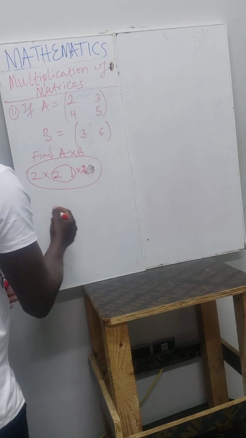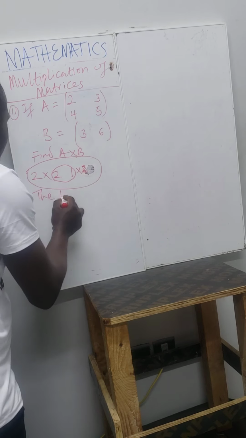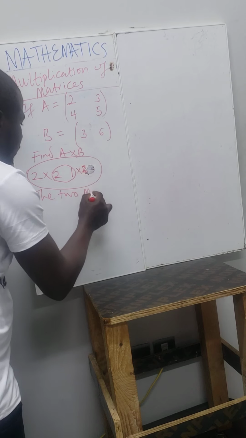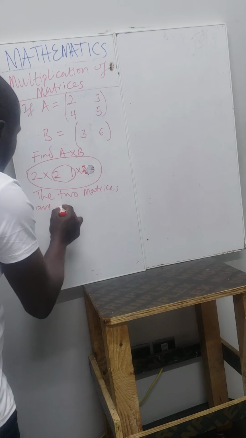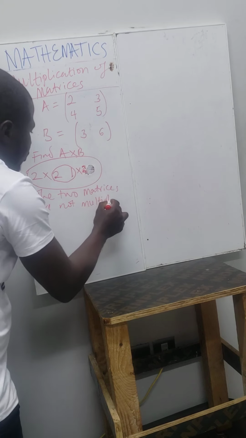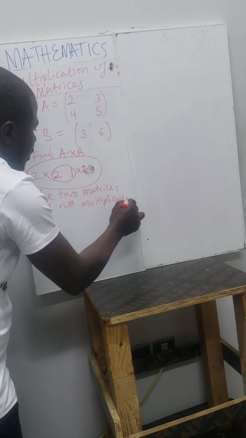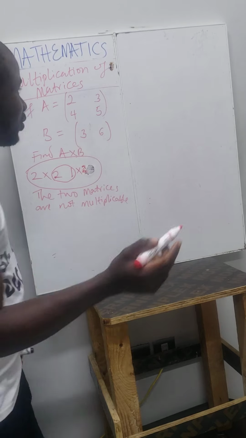Now, the answer to this question is just that, write it as: the two matrices are not multiplicable. That is the answer. It's as simple as that. Let's go to the second one.